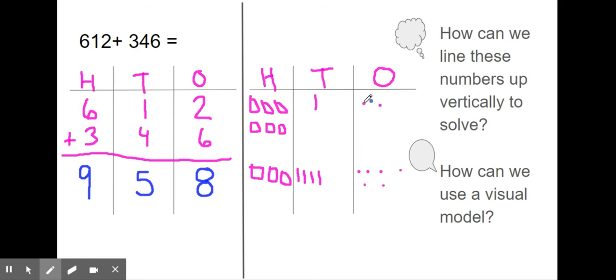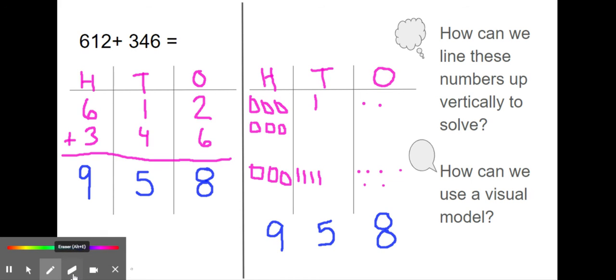So let's see how many ones I have. 1, 2, 3, 4, 5, 6, 7, 8. Count my tens. 1, 2, 3, 4, 5 tens. And my hundreds. 1, 2, 3, 4, 5, 6, 7, 8, 9. So I got the same exact answer from both of my strategies again. Great job.